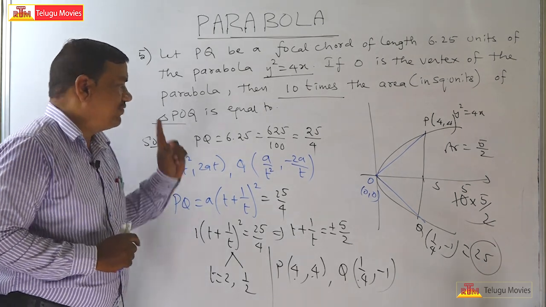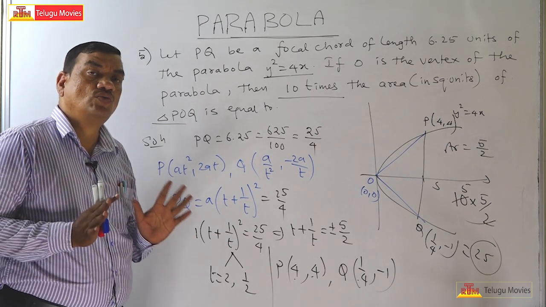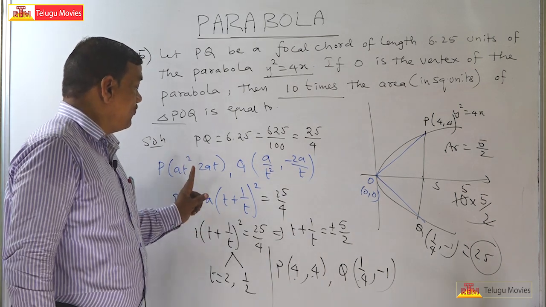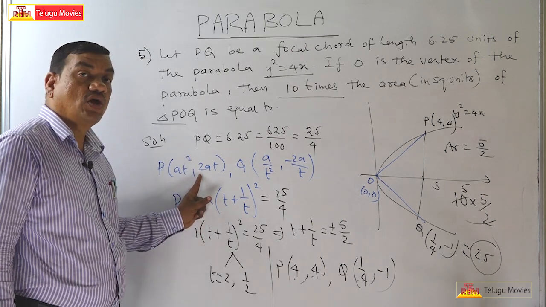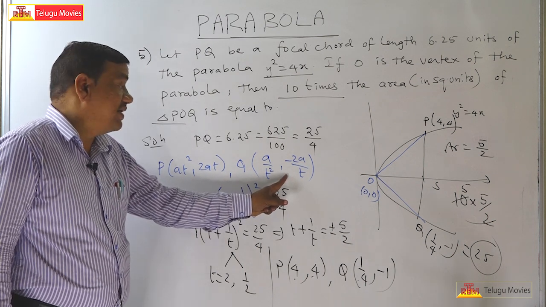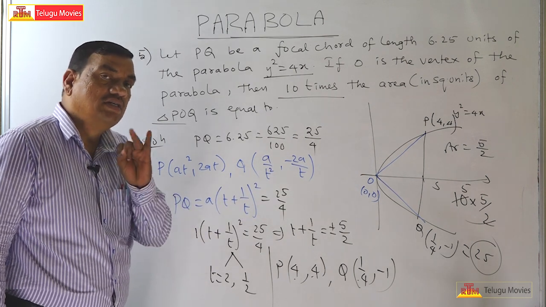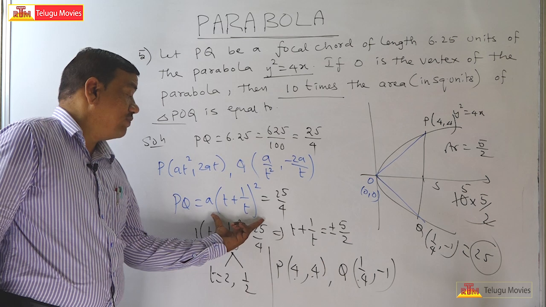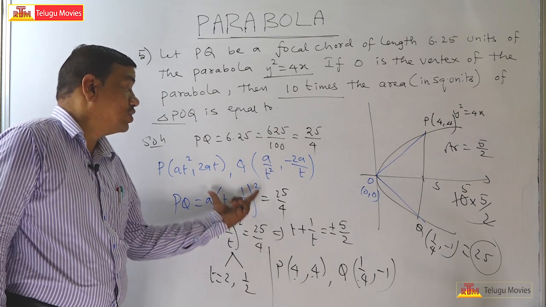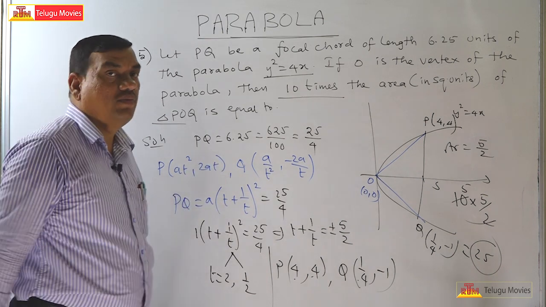Very easy. From this problem, the concepts you have to know are: first, if one end of the focal chord is at square comma 2at, the other end is a by t square comma minus 2a by t. Second, the length of the focal chord is equal to a times t plus 1 by t whole square. If you know these two points, the problem will be very easy.